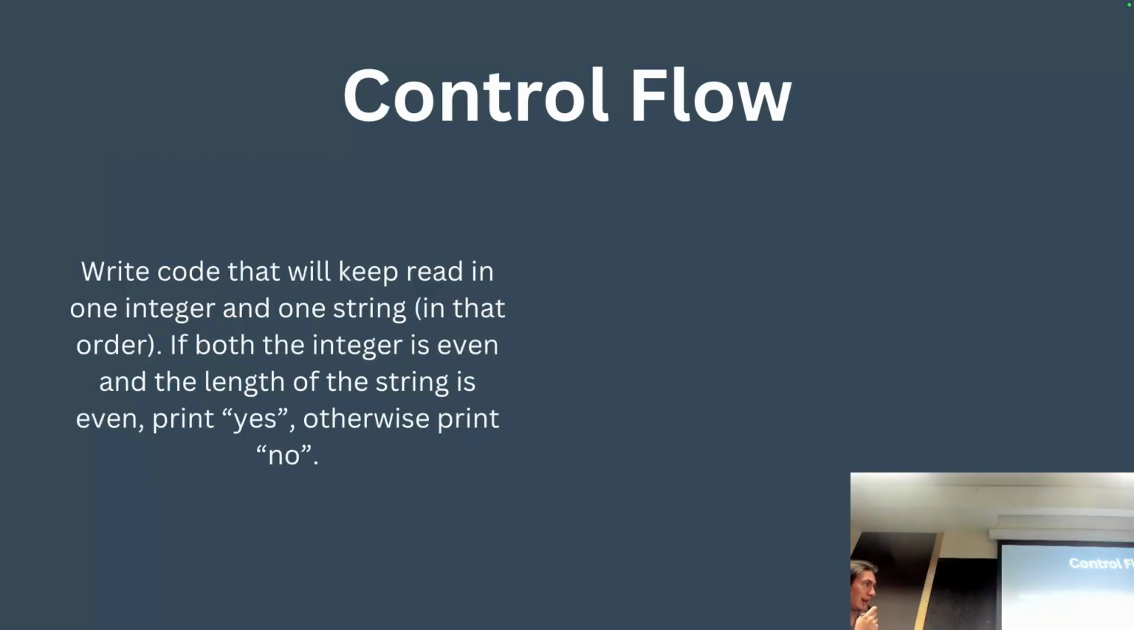So we've got an exercise for that. Try writing some code that will read in one integer and one string in that order. If both the integer is even and the length of the string is even, then print yes, otherwise print no.